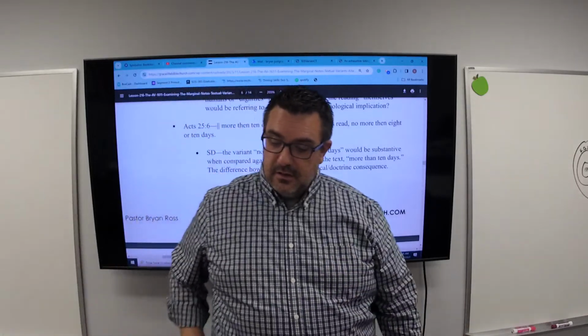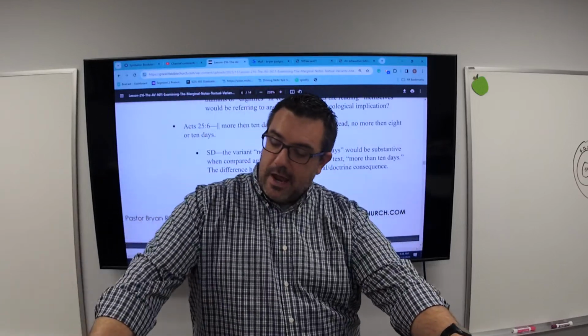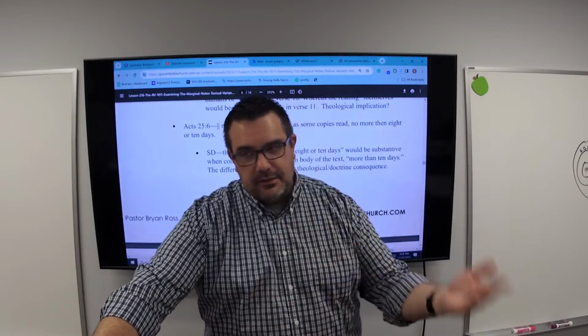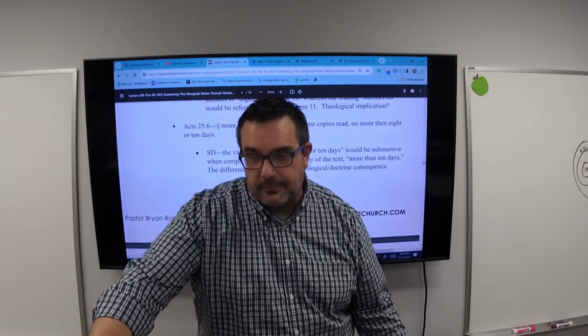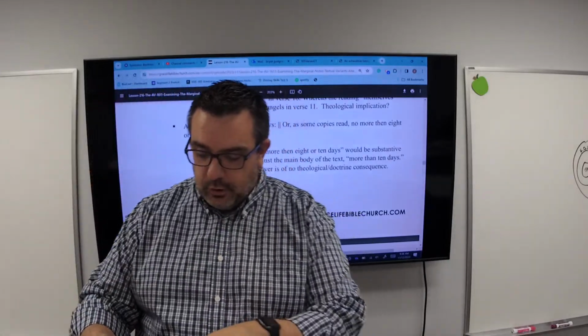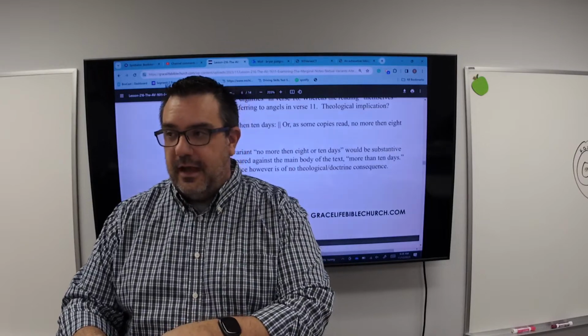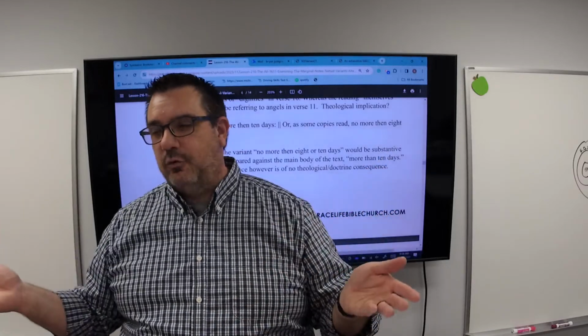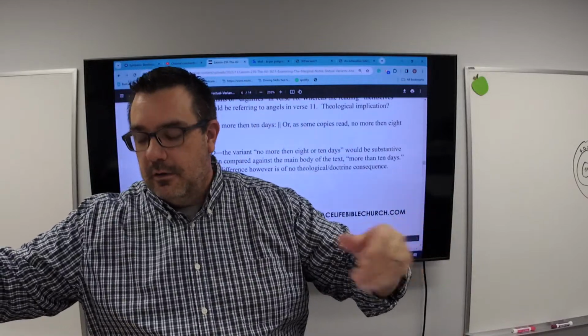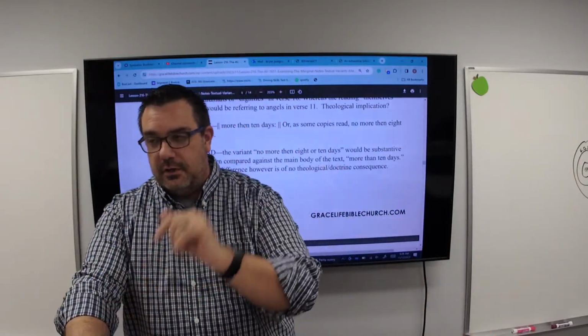So the text says, "more than 10 days." The margin says, "or as some copies read, no more than 8 or 10 days." Now I don't think we need to read the verse here on this one, right? This would be a substantive difference. More than 10 could be 11, it could be 12, it could be 20. Maybe it's not that many, but it's more than what? 10. "No more than 8 or 10" means 8 minimum, 10 what? Maximum. So there would be a substantive difference between the text and the margin here.